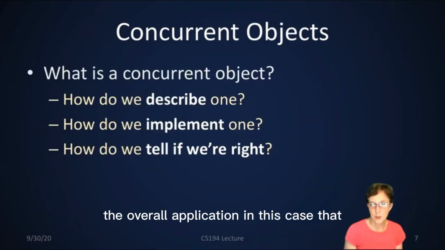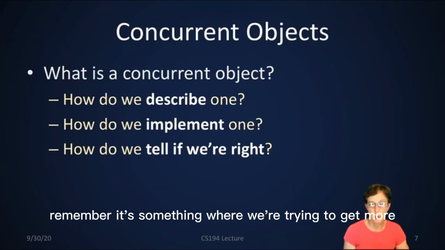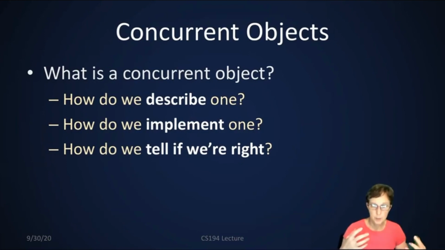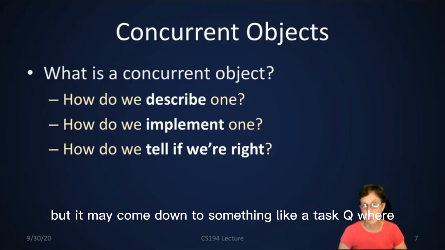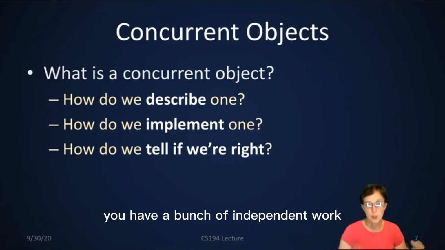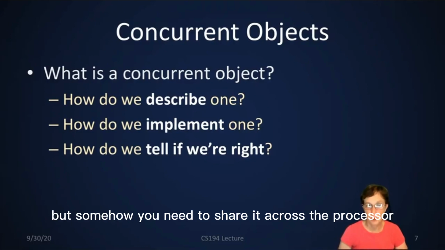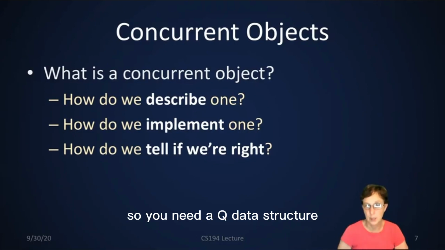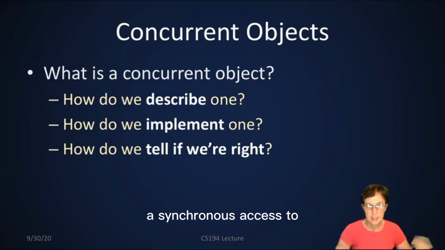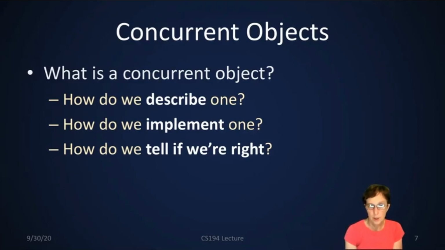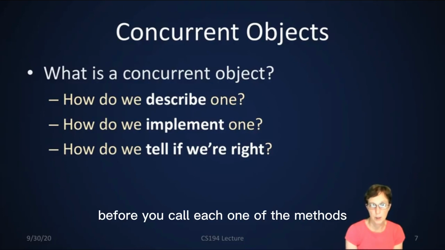The overall application in this case that we're looking at in this class is a parallel application. Remember, it's something where we're trying to get more speed. We're trying to make it run faster by using parallelism, but it may come down to something like a task queue where you have a bunch of independent work that you can do to make the code run faster, but somehow you need to share it across the processors, so you need a queue data structure. And so this is a concurrent object that's going to have asynchronous access to calling the methods without necessarily synchronizing before you call each one of the methods.